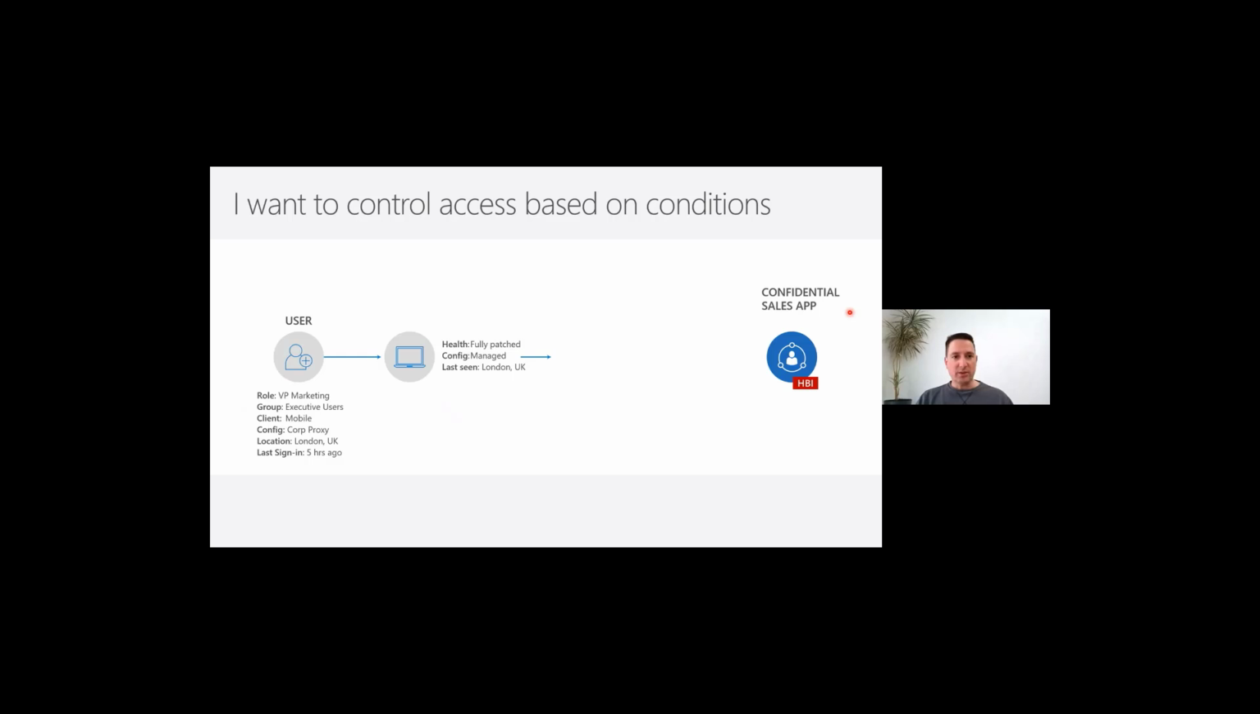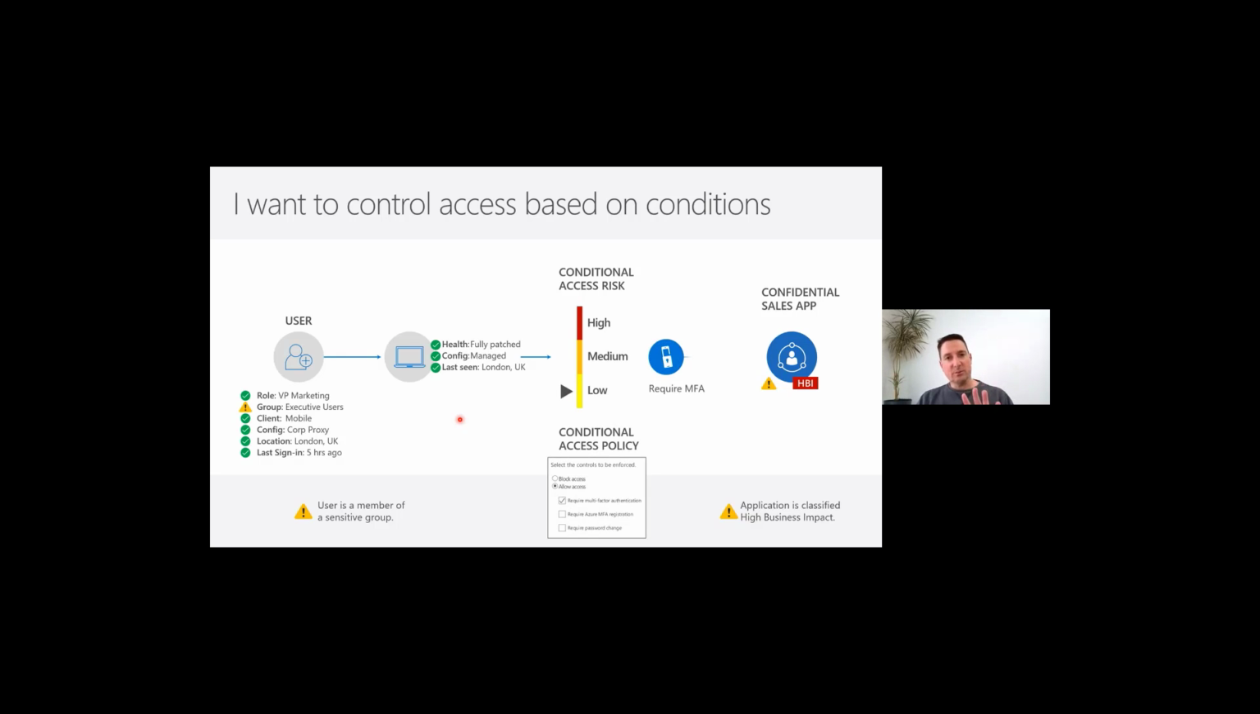An example here with conditional access: in this scenario, a user is just logging in, and we know the user, we also know that he is part of the executive group, and because of this it is a more privileged account. And as you can see, the device that is used is healthy, is configured, last seen in a well-known location in London. Because of this, the risk is detected by Azure Active Directory as a low risk. But because this user is from the executive group and he tries to access a so-called high business impact app, we require multi-factor authentication.